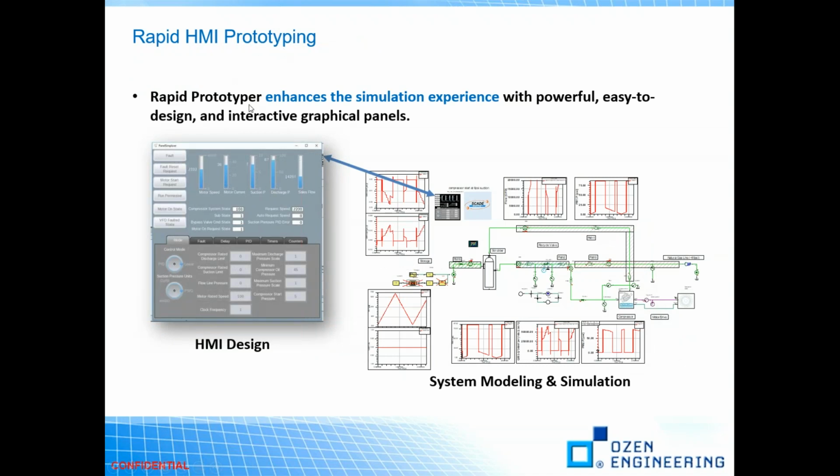Rapid HMI prototyping. This is a capability from ANSYS Scade. The product is called a rapid prototyper that can enhance the simulation experience with powerful, easy to design, and interactive graphical panels. So in a system modeling simulation on the right, we see there's a system. You can ignore the plots surrounding it. These are just the plots of different ports or different components or different variables.